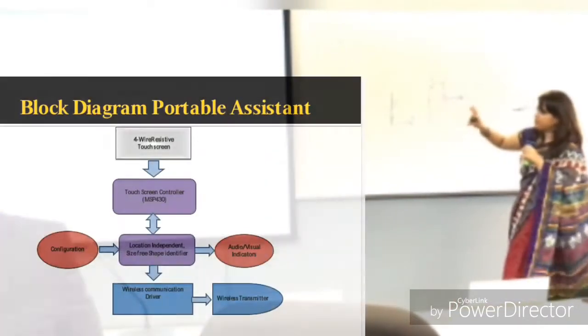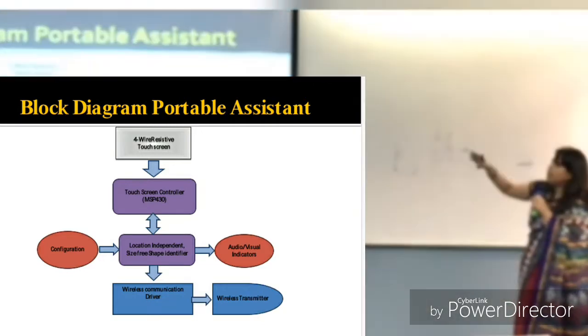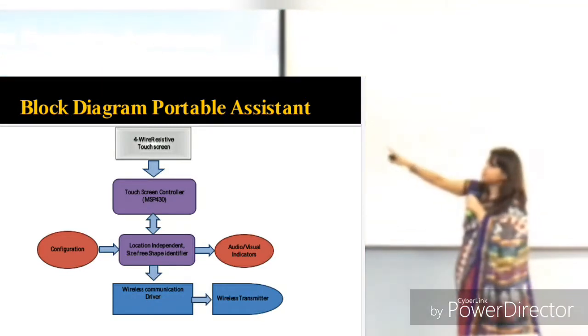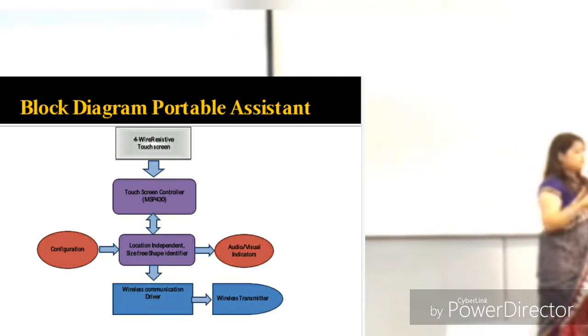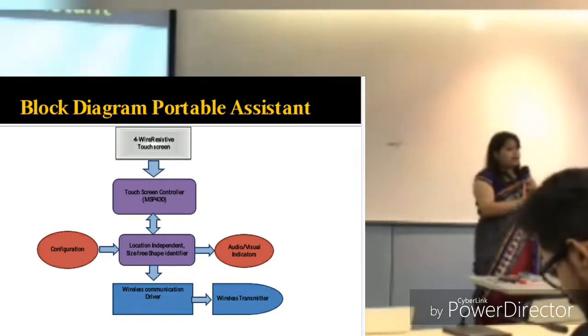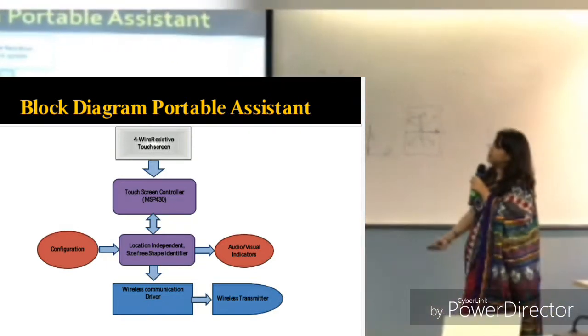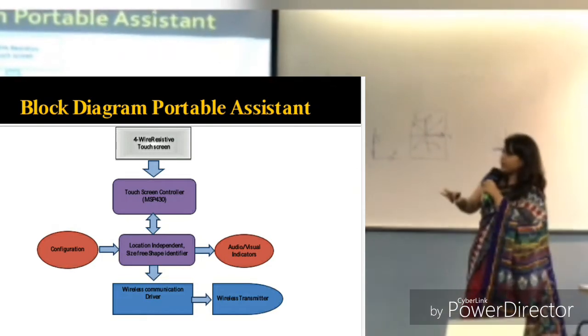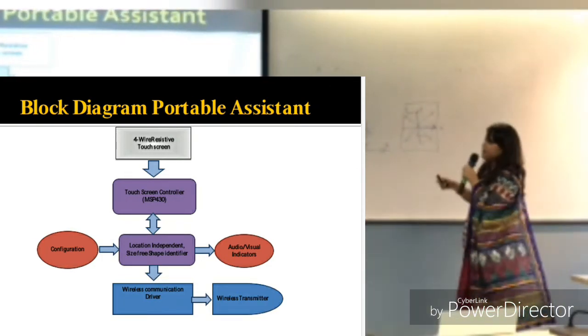So this is the small block diagram. What equipment are we using for the portable assistant? One is the 4-wire resistive touchscreen. We are using it because we can easily connect it to any computer and download the programs. Just for the prototype, we can modify it with a capacitive touchscreen and so on.